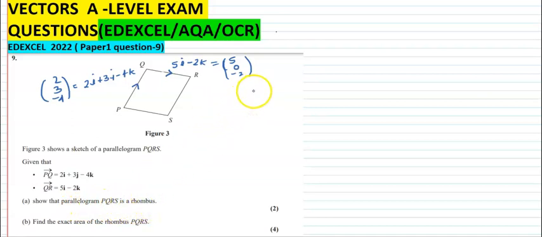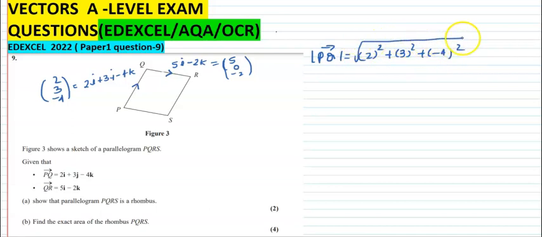So rhombus means all 4 sides are equal and they are parallel, and none of the angles is 90 degrees in a corner. So this is the definition. So if we find the modulus of PQ, because we need to find the length, the modulus of PQ will be the square root of 2 squared plus 3 squared plus minus 4 squared. So it should be the square root of 4 plus 9 plus 16. If we add it, 16 plus 9 is 25, plus 4, that is 29.